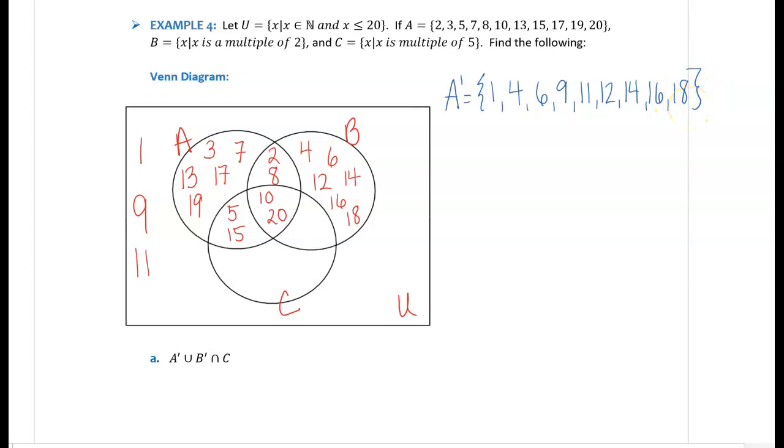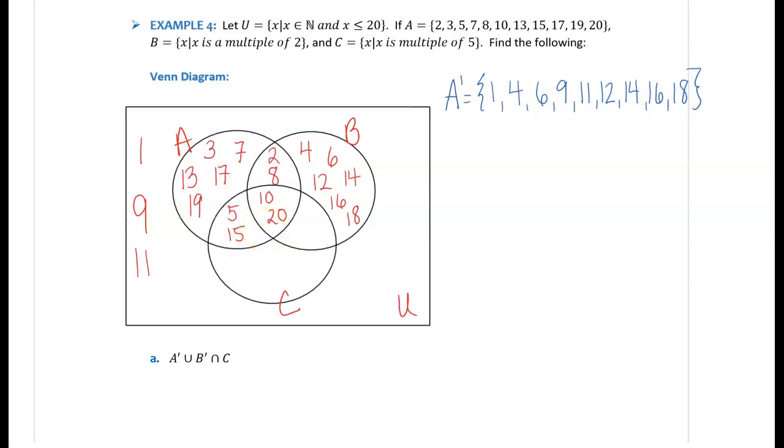Now the other way to look at it is we know that A prime is all the elements in my universal set that are not in set A. So I can just X out or take out set A and see what elements are left. Well, as I see, I have elements 1, 4, 6, 9, 11, 12, 14, 16, 18. So there is more than one way of looking at this.